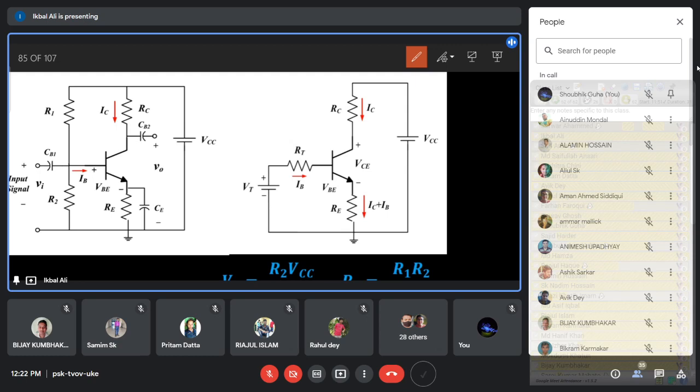Now we have two loop equations. There are only two loops in the circuit. One loop is this one. So in this loop, we apply the KVL equation.